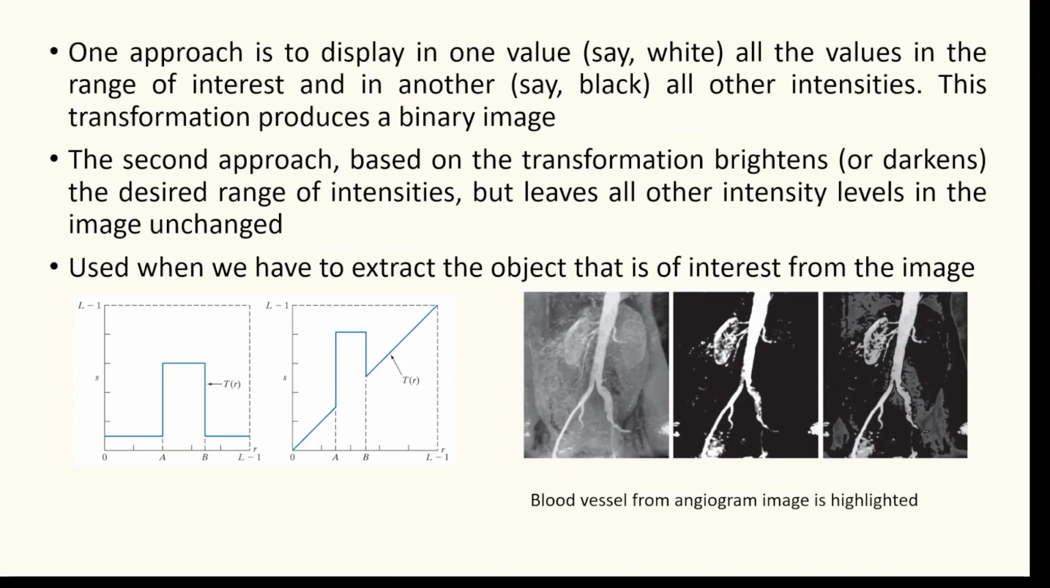Now here you can see an image of a blood vessel from an angiogram image. So here the first approach is to display one value, say white, in the range of interest and in another, with the color black, all the other intensities. So whichever is our range of interest, in this case assume the range of interest is shown here.